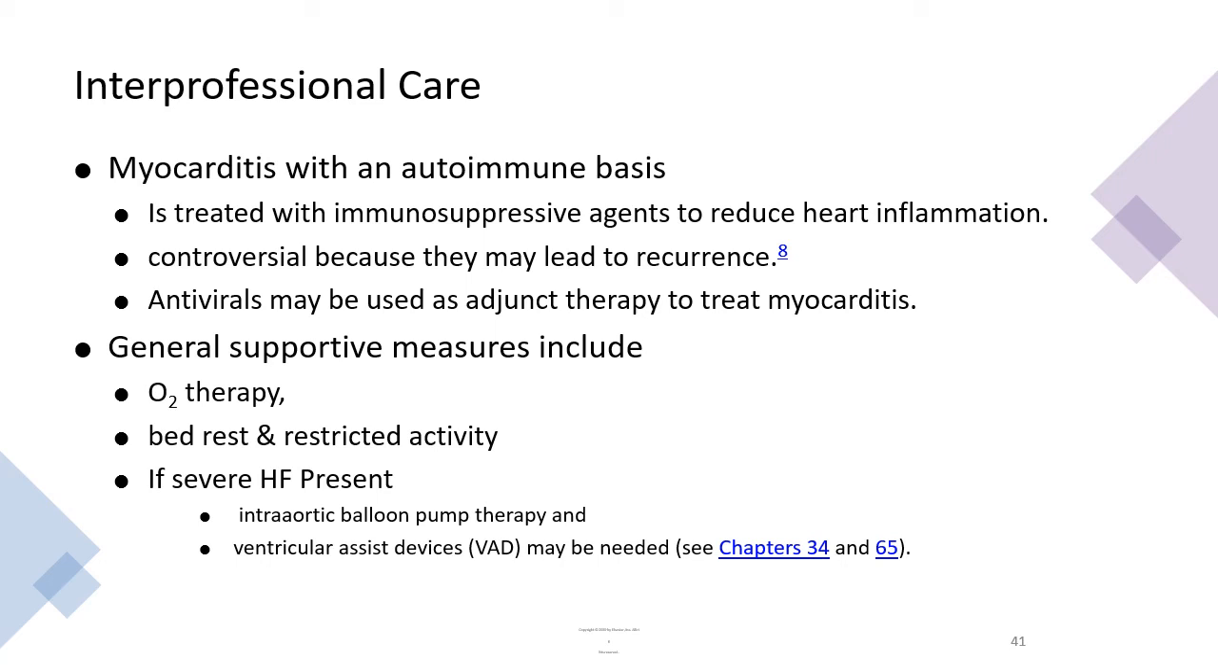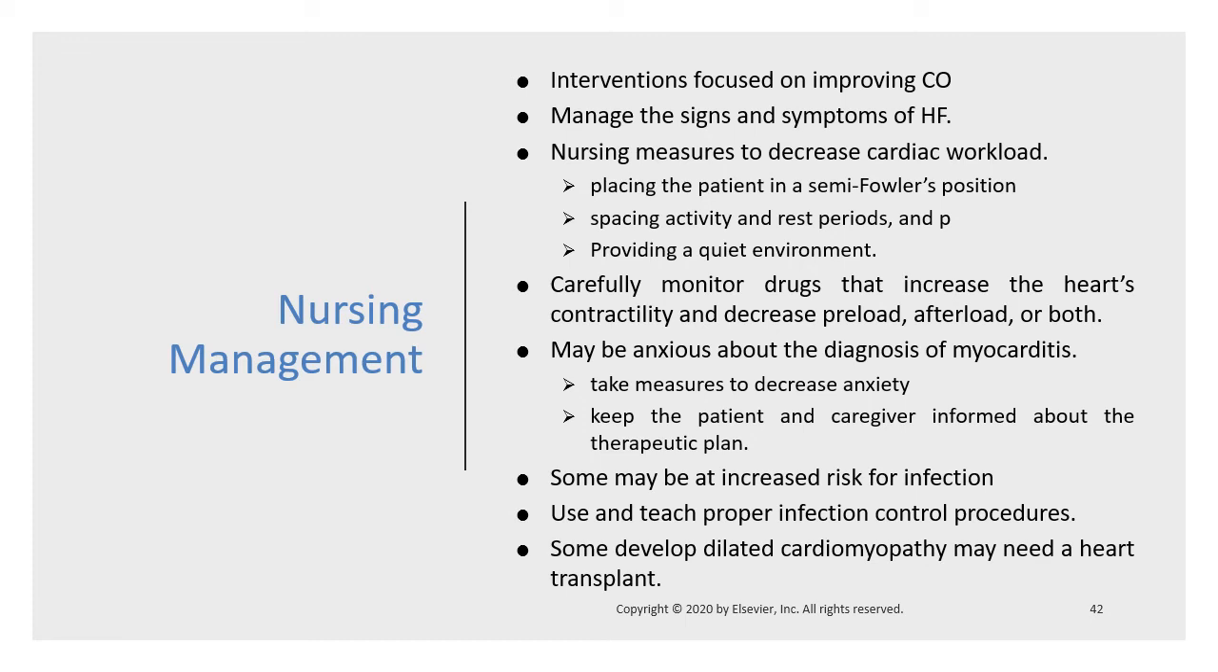General supportive measures include oxygen therapy, bed rest, and restricted activity. In cases of severe disease, ventricular assist devices may be needed. Focus your interventions on improving cardiac output and managing the signs and symptoms of heart failure. Select nursing measures to decrease cardiac workload. These include placing the patient in a semi-Fowler's position, spacing activity and rest periods, and providing a quiet environment. Carefully monitor drugs that increase the heart's contractility and decrease preload, afterload, or both. Evaluate the effectiveness of your interventions on an ongoing basis.